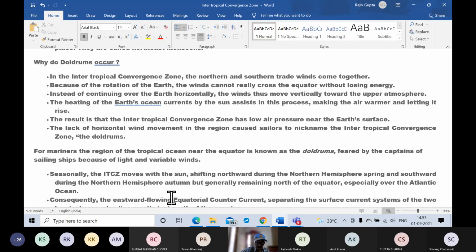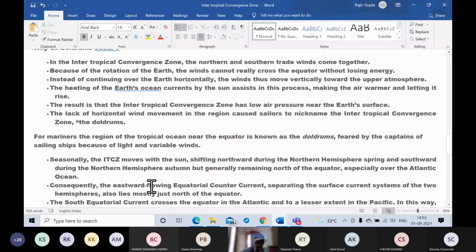The ITCZ moves with the sun, shifting with seasons that we have just now gone through, but generally speaking, this is going to give rise to spring and southward movement during the northern hemisphere autumn. This will be nearly stationary over north of the equator.